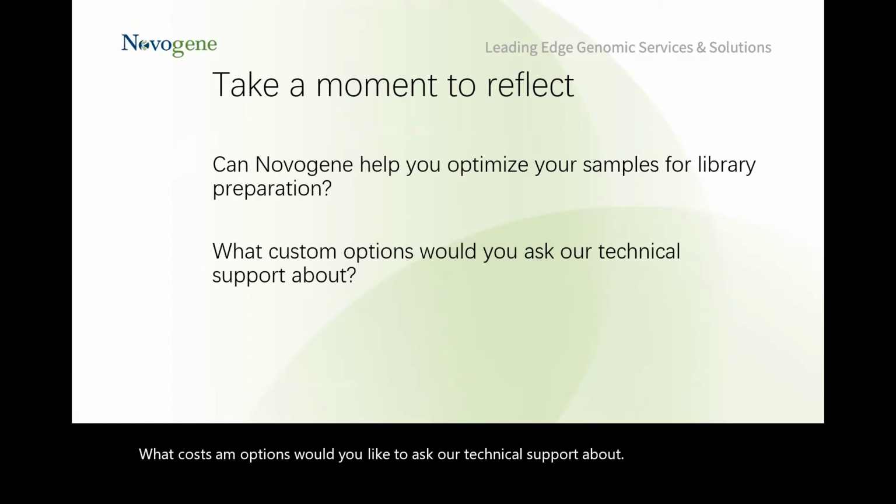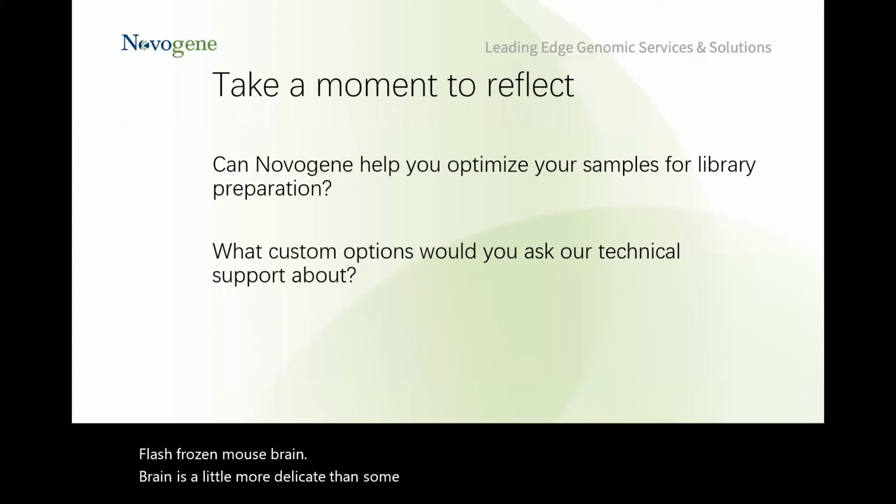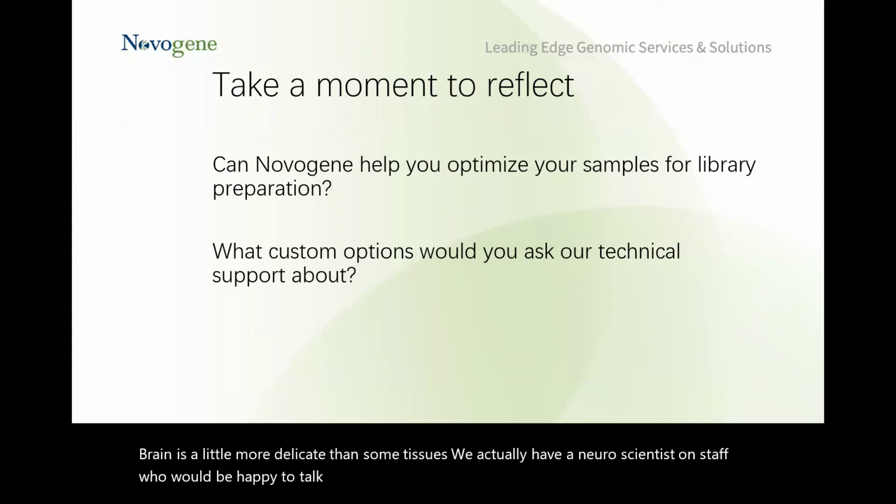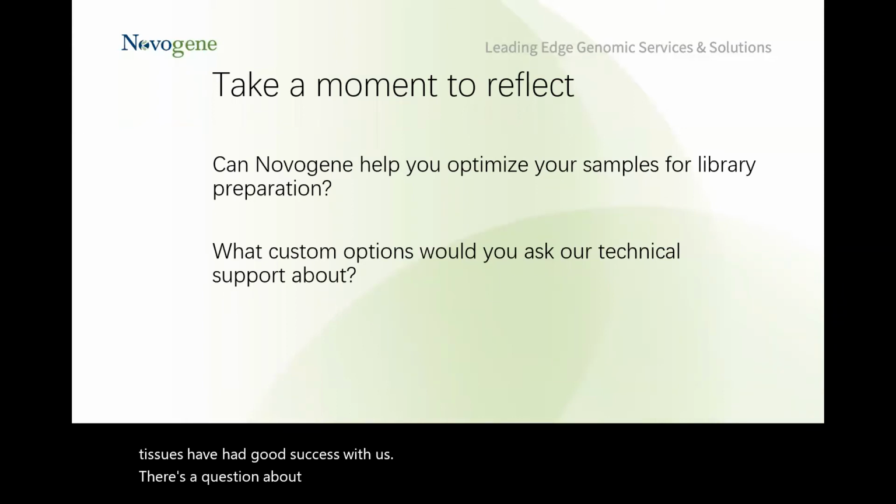We have a question from one of our attendees about how well this method can work with flash frozen mouse brain. Brain is a little more delicate than some tissues. We actually have a neuroscientist on staff who would be happy to talk more with you about this. But in general, flash frozen mouse tissues have had good success with us. There's a question about analysis that I'll get to in a moment.